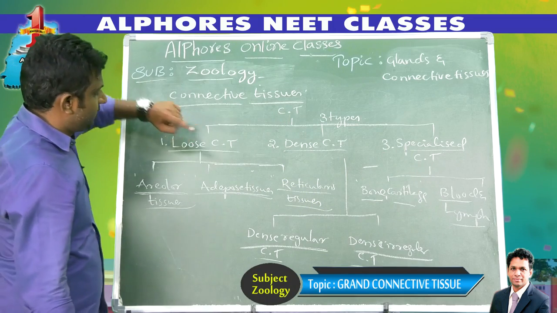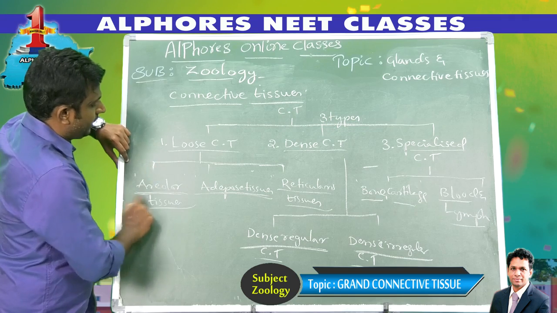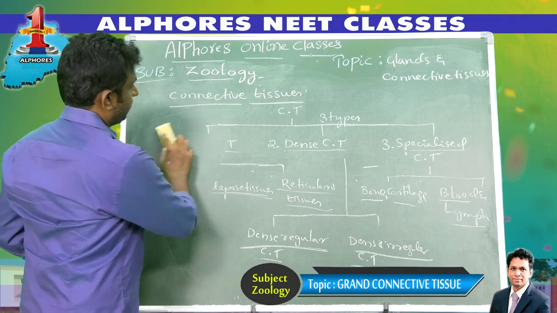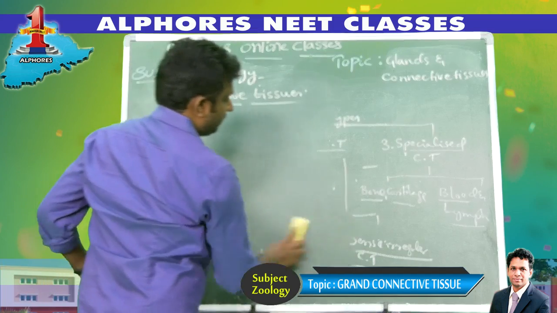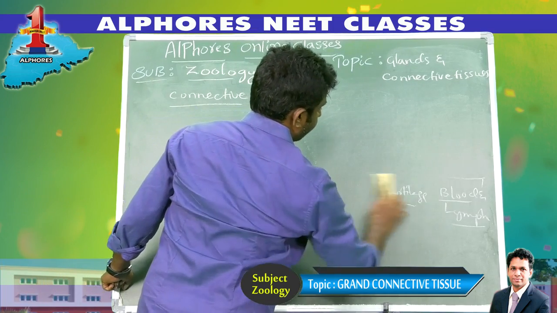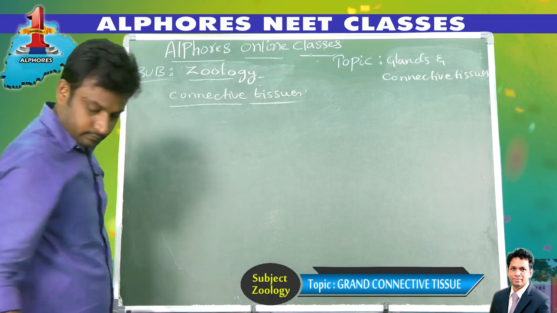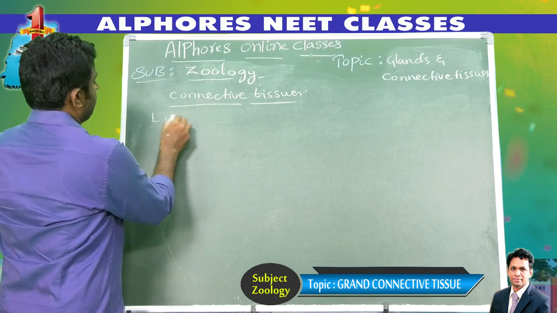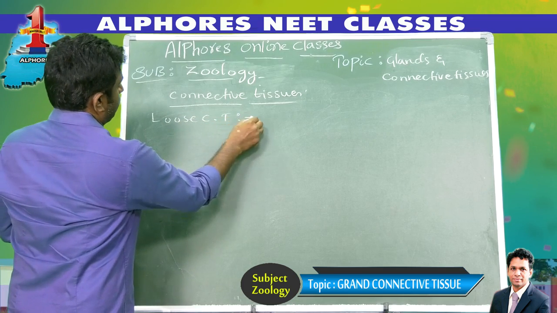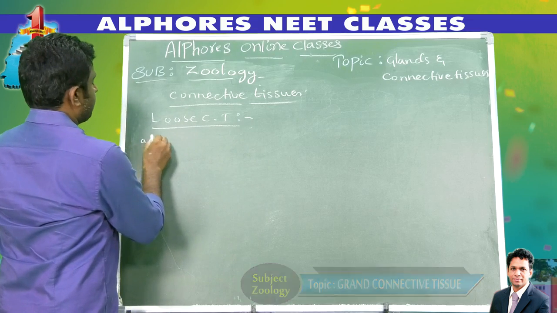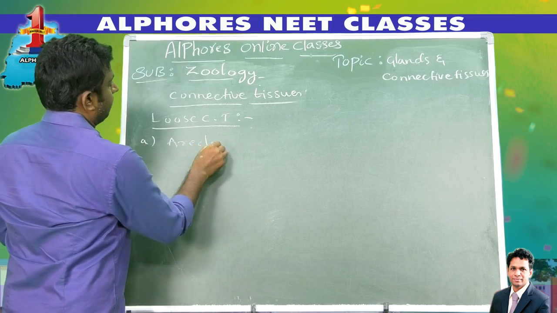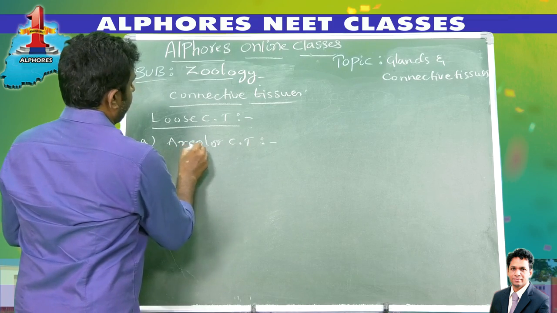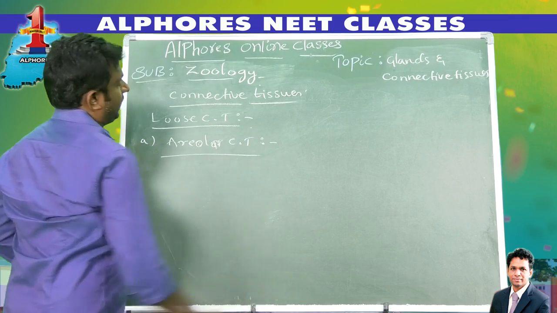Okay. So first one, in loose connective tissue, areolar tissue. What are the components present in the areolar tissue? Now look at the structure of areolar tissue. Structure of areolar tissue. In the loose connective tissues, first one, areolar connective tissue.